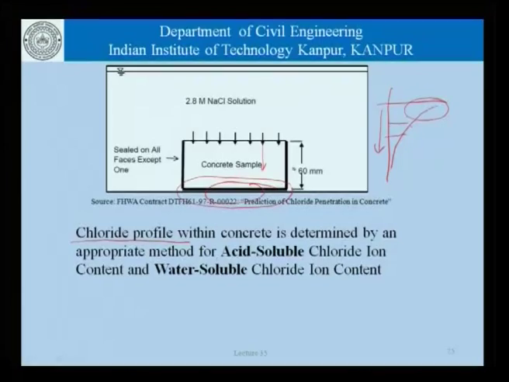In this case, of course, we talk in terms of the acid soluble and the water soluble chloride ion content, and the engineers can decide what kind of a specification they want to write. It can be said that, well, we want a concrete which, when tested with this standard, should not have an acid soluble chloride content at a particular depth exceeding a certain number. We can write a specification which says that the total chlorides at x is equal to 10 mm should not exceed some number.